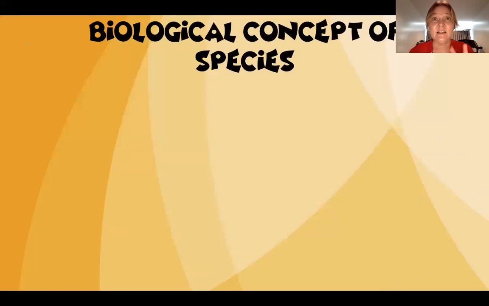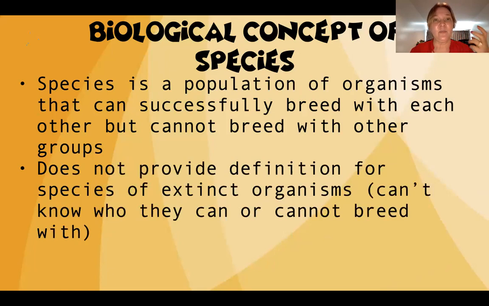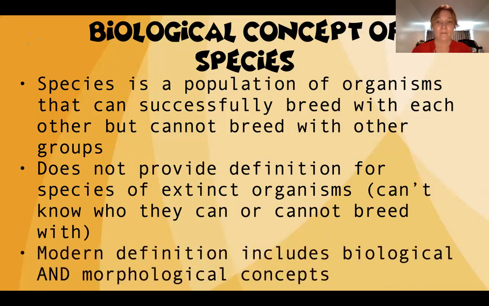The second approach to identifying a species is defining it as a group whose individuals can successfully breed with other members. However, this does not provide a definition for species that are already extinct, because obviously we cannot know who they could or could not breed with. So the modern definition of species includes a combination of both.